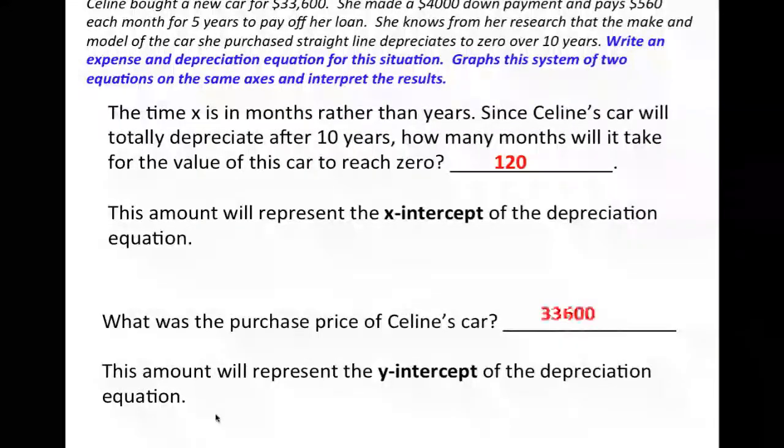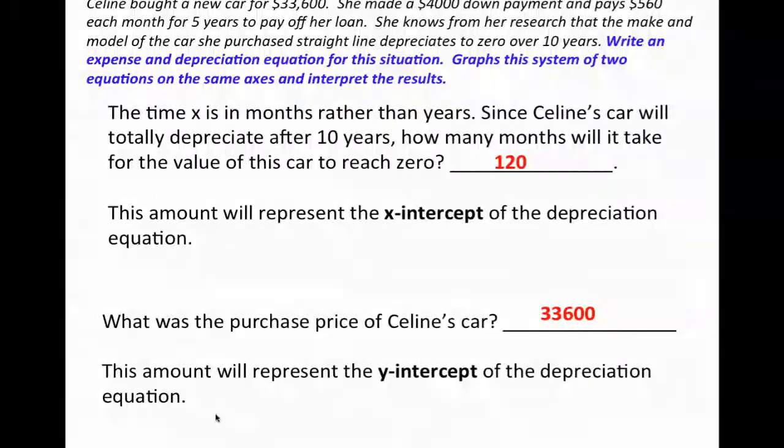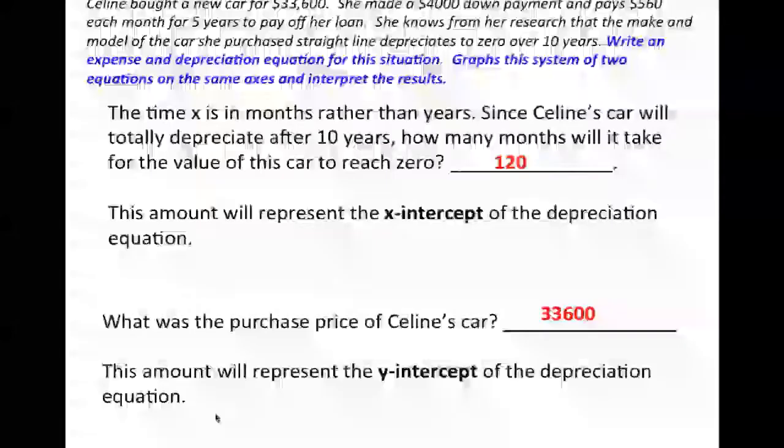All right, what was the purchase price of Celine's car? $33,600. That's going to be the y-intercept of the depreciation equation. So I'm hoping that you can picture in your mind, from what we saw in previous slides, a line that goes down with negative slope. It's going to start up at the point (0, 33,600) and end at the point (120, 0).